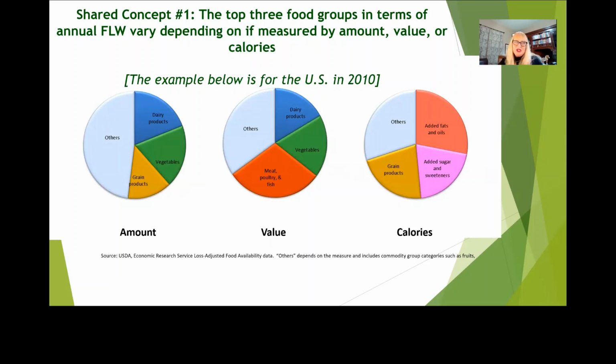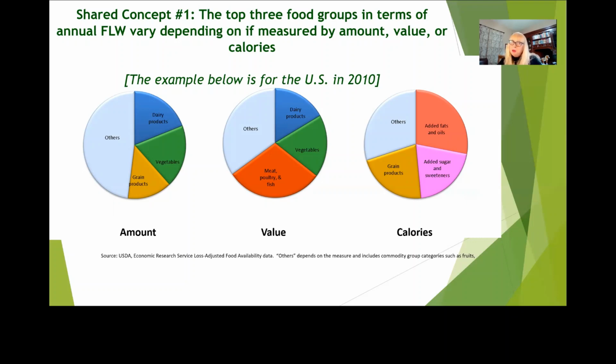I have two concepts I just want to quickly share with you. They're both from the United States, but they probably apply to other countries as well. So the top three food groups in terms of food loss and waste vary depending on what you're actually measuring. Are you measuring the amount, the value, or calories? In the United States, in terms of the quantities or amounts, dairy products, vegetables, and grain products were the top three in terms of food loss and waste.